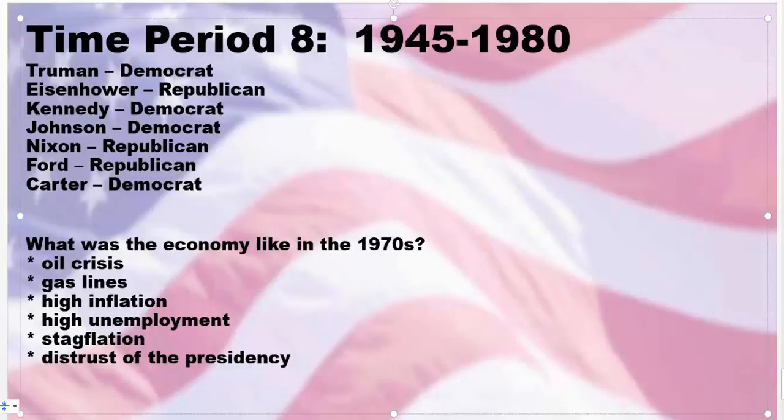That's even why we have our February break: to shut down the school and try to conserve oil for a week. There was high inflation, high unemployment. Sometimes economists refer to these conditions as stagflation. And there was also, I haven't taught you about Watergate yet, but there was a distrust of the presidency in general. So the 70s economically was a difficult time for the United States.